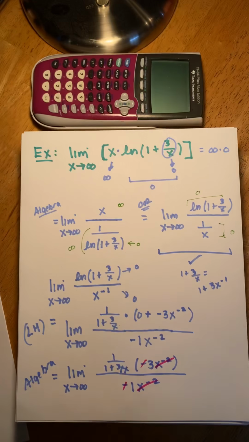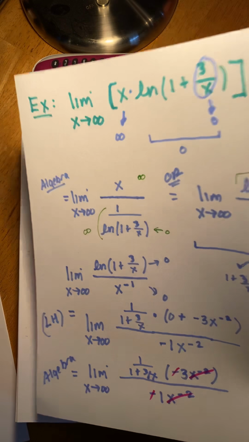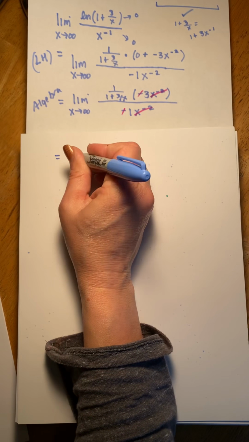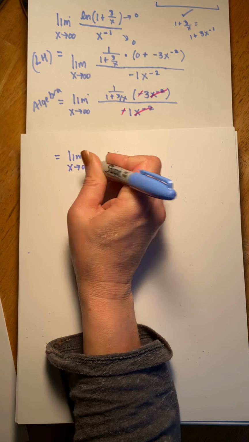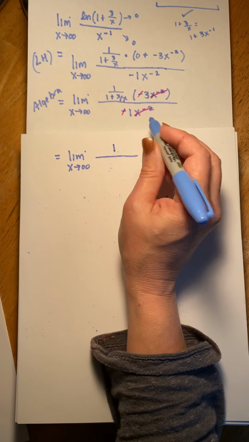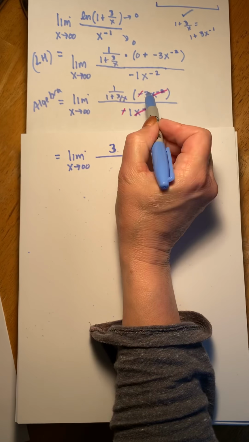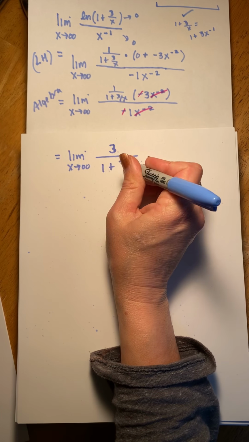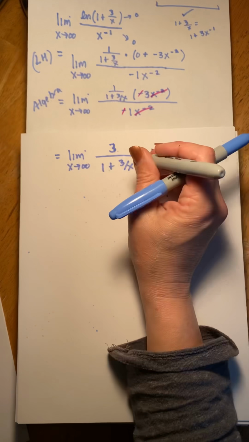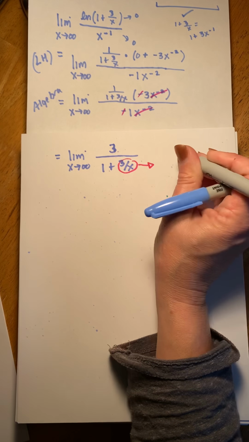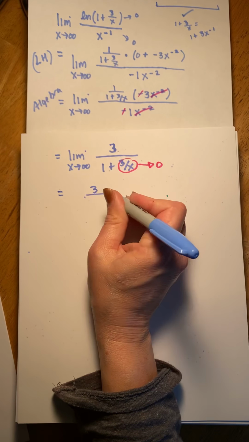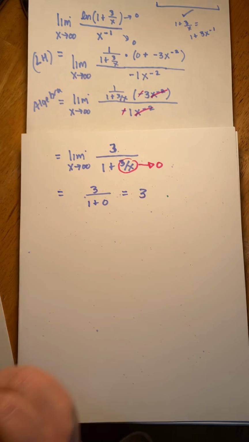So this really isn't all that horrible. So let's clean it up a little bit. This is just going to be the limit as x goes to infinity of, well, that's just a 1 in the denominator, so it's 1. Oh, times 3. I'm going to make that a 3 because we have 1. Don't lose that 3. 1 plus 3 over x. And as x goes to infinity, the only term that gets affected is this piece right here, and 3 over larger and larger numbers goes to 0. So this is just going to be 3 over 1 plus 0, which is equal to 3.